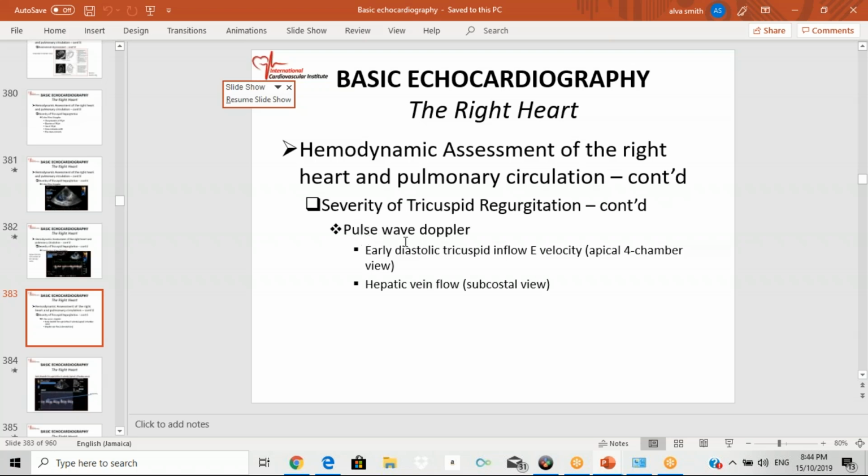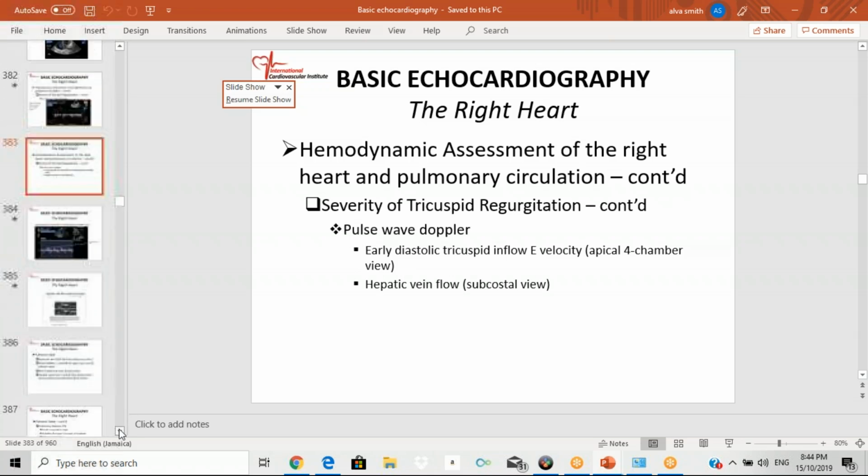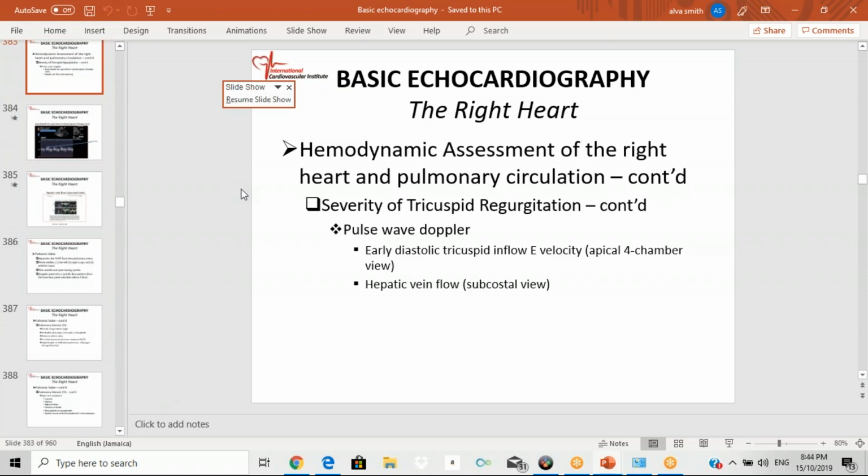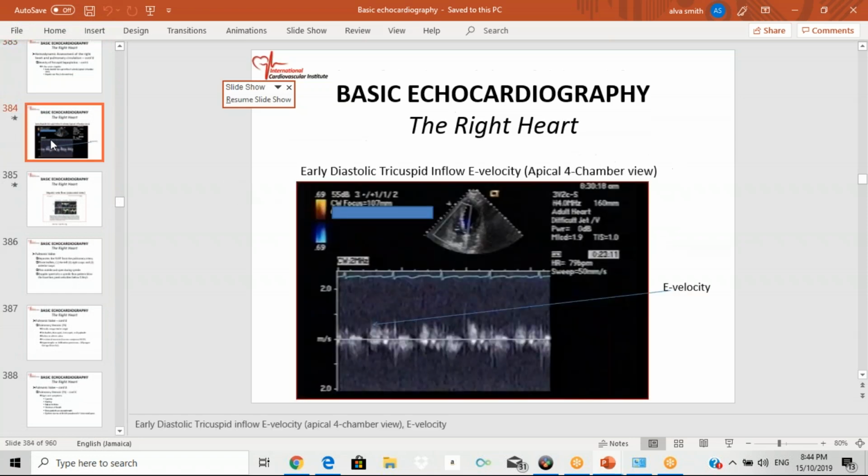Initially you can use your pulse wave just to identify the TR, but with the pulse wave, you can look at your tricuspid inflow, and you can look at your hepatic vein flow. Hepatic vein flow is very important when you're assessing the severity of TR, because if you have severe TR, you're going to get systolic flow reversal. That's another thing they usually bring up on tests. So you cannot talk about severe TR unless you have systolic flow reversal.